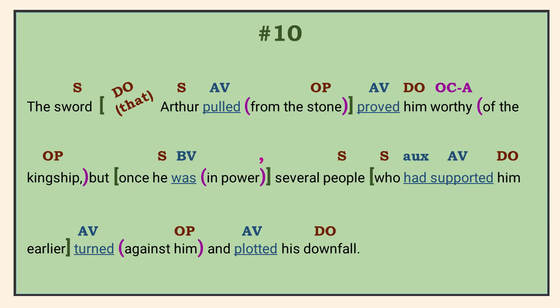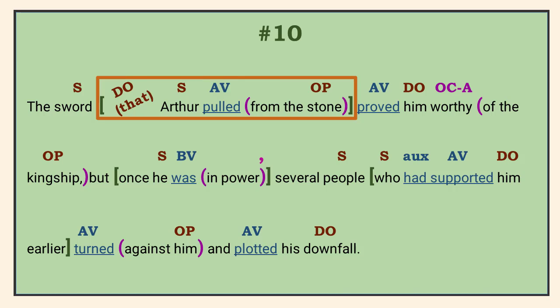Number 10. The first independent clause is, "the sword proved him worthy." Worthy is the object complement adjective because it describes the direct object, him. Interrupting this clause is another subject-verb combination: Arthur pulled from the stone.